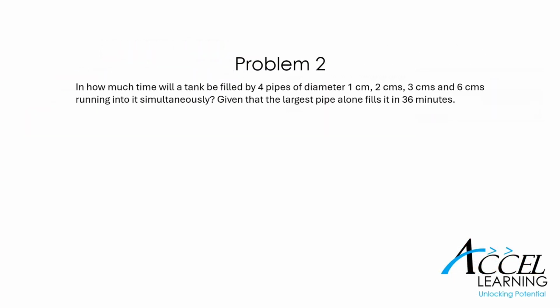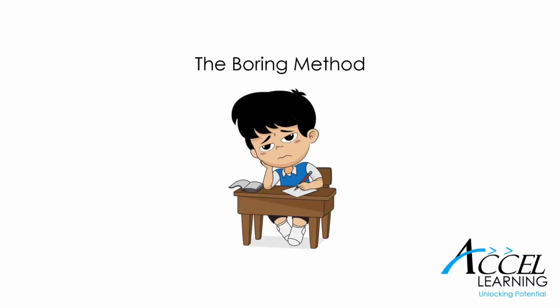In how much time will a tank be filled by 4 pipes of diameter 1 centimeter, 2 centimeters, 3 centimeters, and 6 centimeters running into it simultaneously? Given that the largest pipe alone fills it in 36 minutes. A. 16 minutes. B. 18 minutes. C. 36 minutes. D. 40 minutes. E. 26 minutes. Let's see how most people solve this kind of problem, which is the boring method.